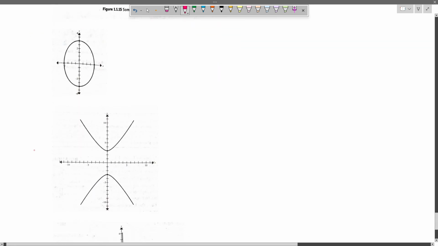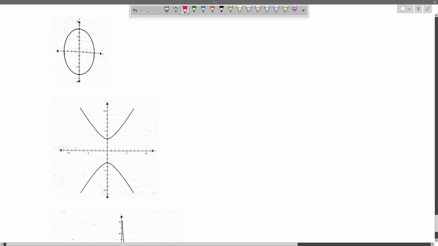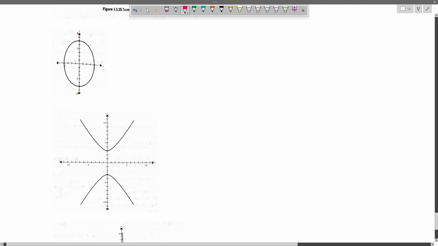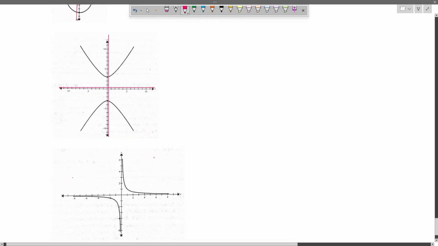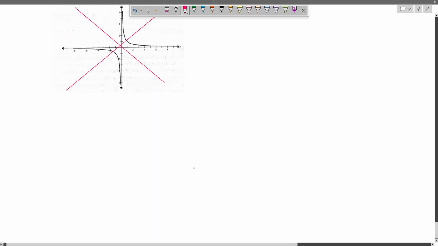So we also have ellipses, hyperbolas, and rational functions. So they all also have reflectional symmetry. So this one has two, this one has two as well, and this one has a diagonal axis of symmetry. So yeah, two here also. So that concludes the discussion on reflectional symmetry.